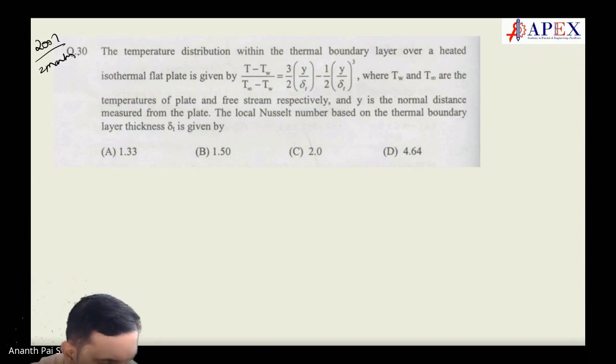Is it B? Yes, it is. How did you get that? Differentiation of this. That's it. You get the answer. How is that? Exactly, exactly. Very good, very good, very good.